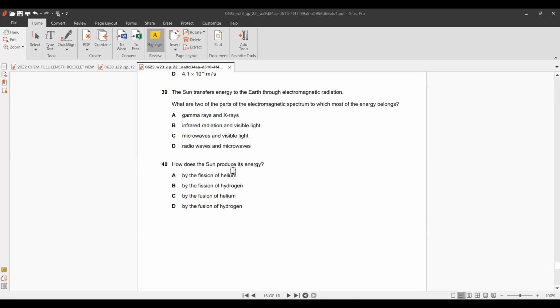How does the sun produce energy? We know that the sun produces energy due to fusion, the fusion of hydrogen. We know that hydrogen fuses to give helium as a product.